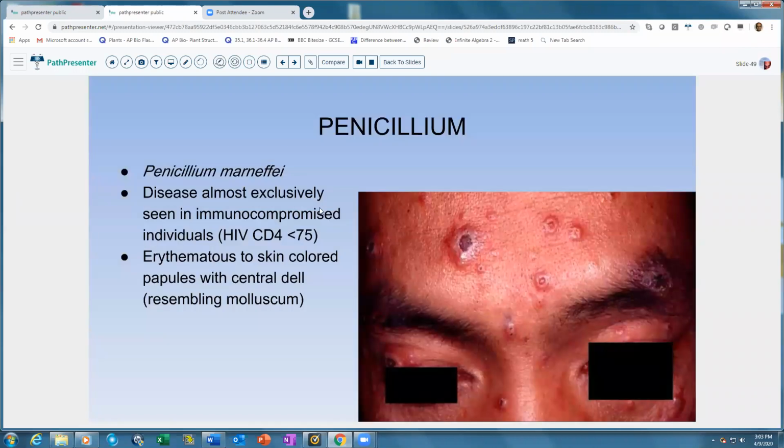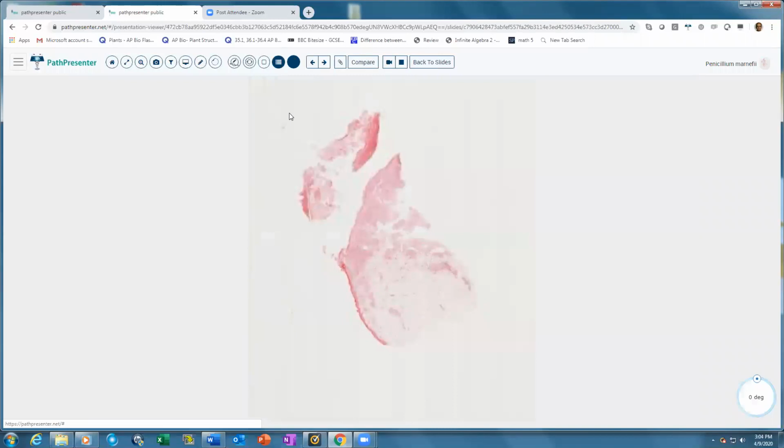So Penicillium is the next one that we are going to talk about. This is more common in Southeast Asia. The disease is almost exclusively seen in immunocompromised individuals when the CD4 count is very low in HIV patients, and they present with these papules that have the central dell almost like molluscum. So again, these are intracellular organisms in the background of a suppurative and granulomatous inflammation.